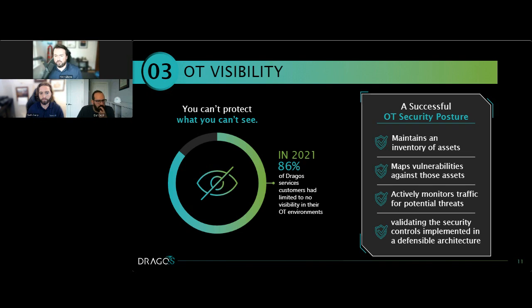But then also looking at that traffic for potential threats, as Seth talked about, the various threat activity groups and the different tooling that they might use, monitoring that traffic and being able to detect things early helps mitigate the risk when it comes to impact on an environment. And then, of course, when I do have those standards, policies, procedures for how I implement my control systems and the networks associated with them, are those controls functioning as intended for my defensible architecture?